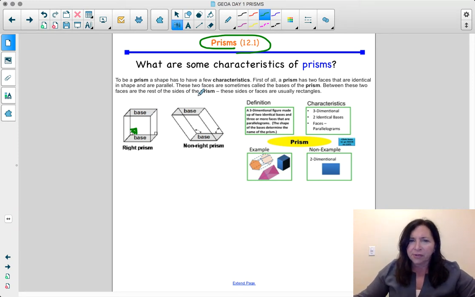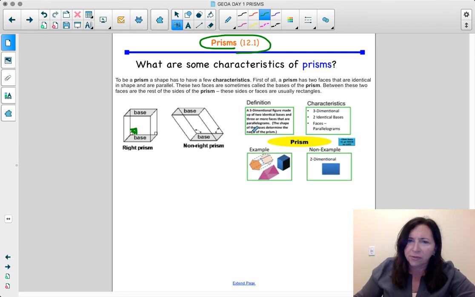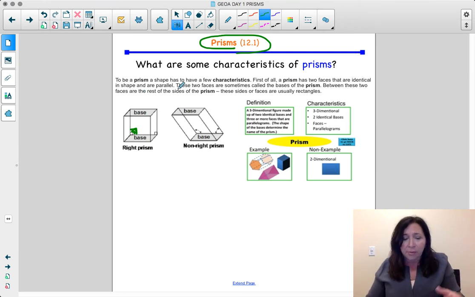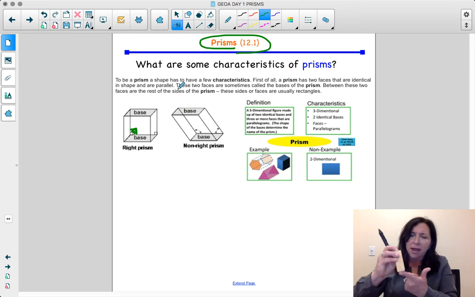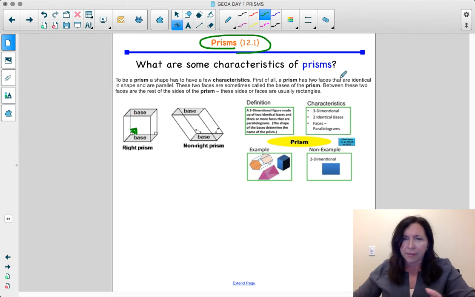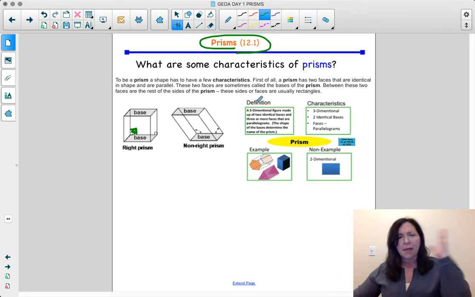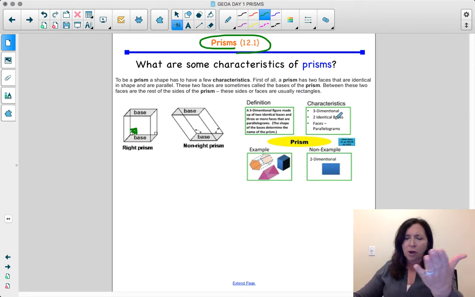Now, to be a prism, the shape has to have a few characteristics. First of all, a prism has to have two faces that are identical in shape, and they have to be parallel. So that means that this side here is parallel to this side. That makes those my bases, okay? The two faces are sometimes called the bases. I call them the bases all the time. Between these two faces, there's the rest of the sides of the prism, and those are the sides that go around. We call those the lateral faces, okay?